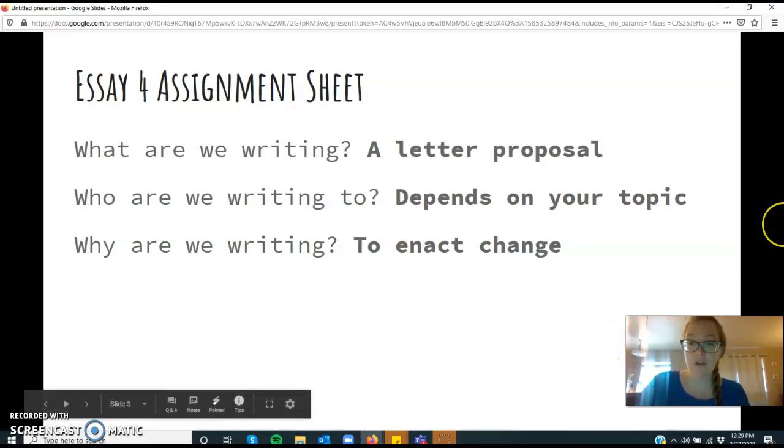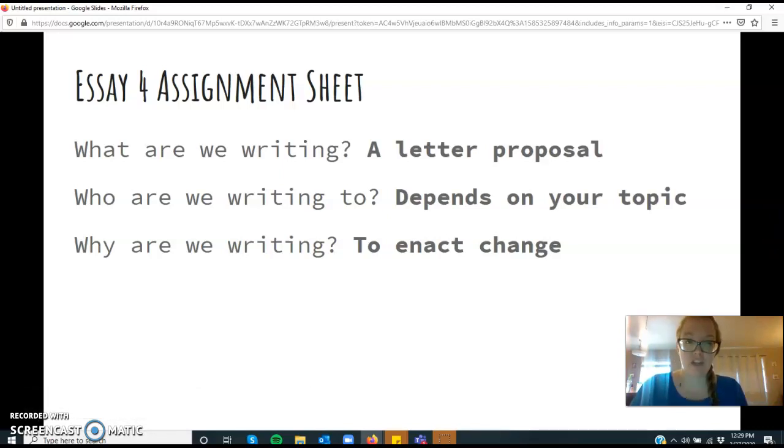So on Blackboard, you should find the assignment sheet under essays and assignments, the essay 4 folder, and then the assignment sheet. The basics are we're writing a letter proposal. So a little different from a typical essay, but many people think that letters are sort of a lost art, but actually, as you'll find from Omar Ahmad, the TED Talk presenter of the video you'll watch, letters are actually one of the best ways to enact change with those in power. So you might think that like an email or a phone call might be more effective, but a letter actually, because they're so unusual, might actually get more attention than you think.